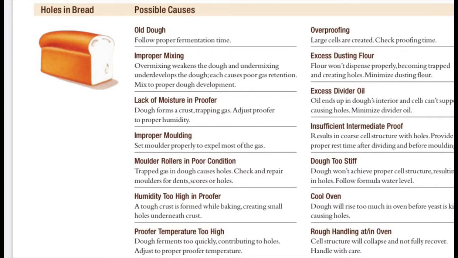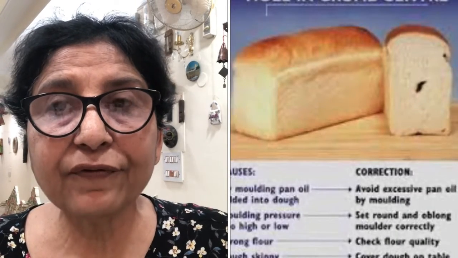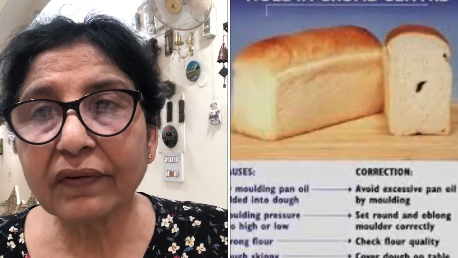If the dispersion of the ingredients is not proper during mixing, if the base of your oven is very hot, under mixing or over mixing, both can cause the creation of holes and tunnels in the crumb. A balanced formula has not been used.